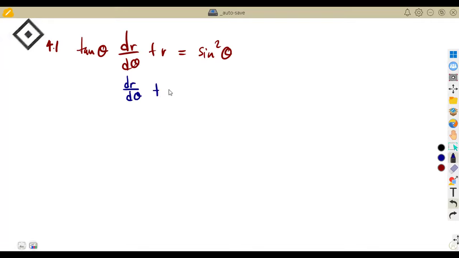So the format that we are supposed to have here is dr d theta plus a function of theta, which is p, times r in this case. Remember, this is r here, so it's going to be pr is equal to q. That is the format given on the formula sheet, where p and q are supposed to be functions of theta. They are supposed to carry theta.